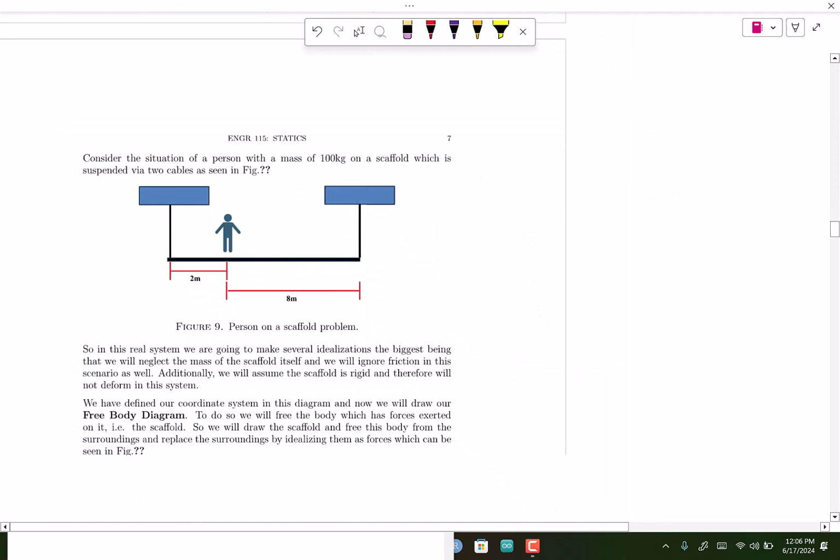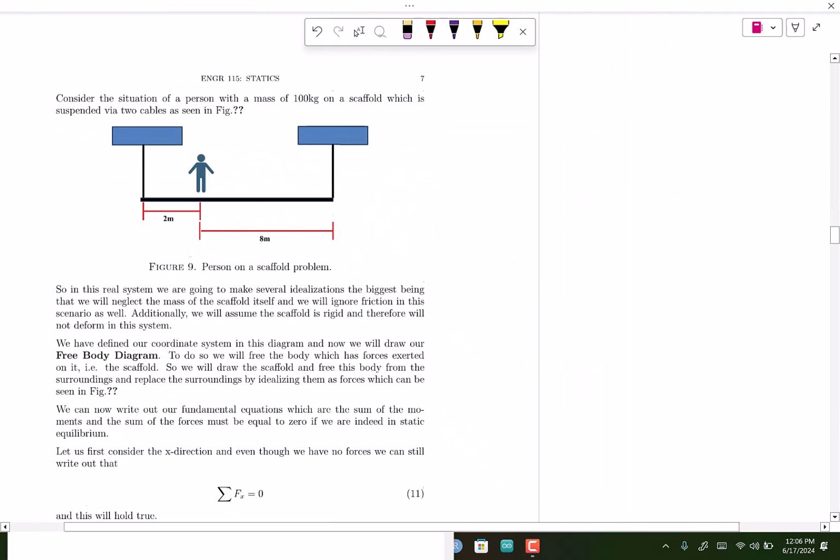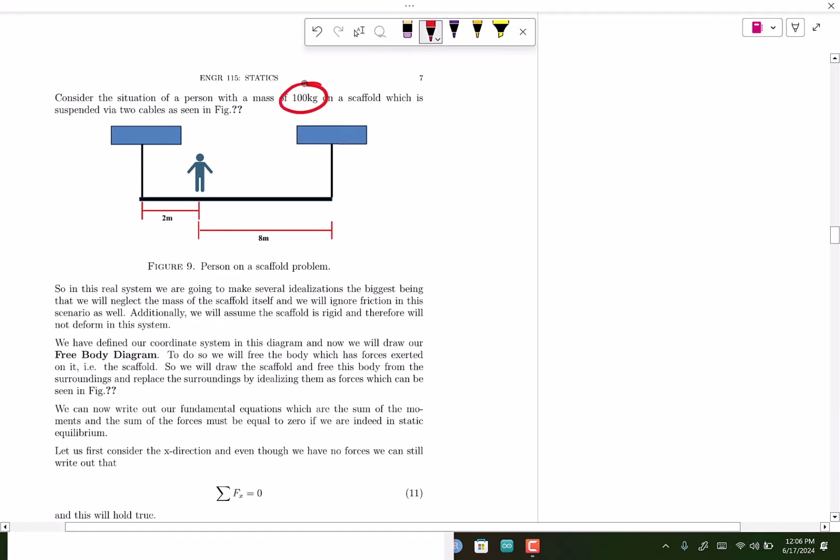So let's look at a fun problem here. Consider the situation: a person with a mass of 100 kilograms, a scaffold that's suspended by 2 cables here, and we see our problem. So what are we looking at here? So we have a mass of a person. We have 2 cables. All right.